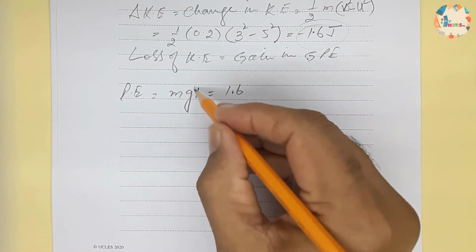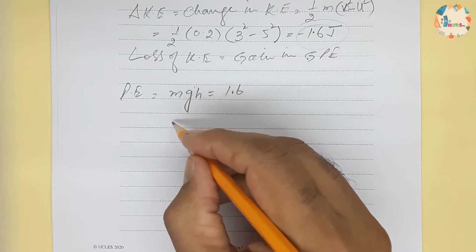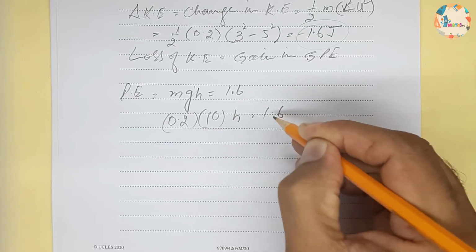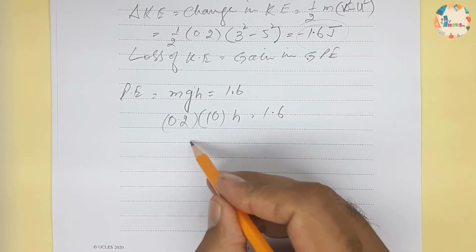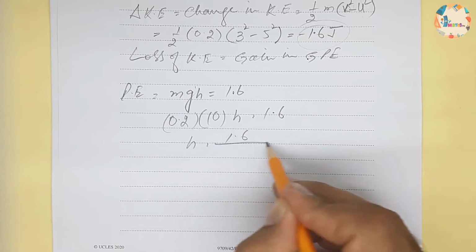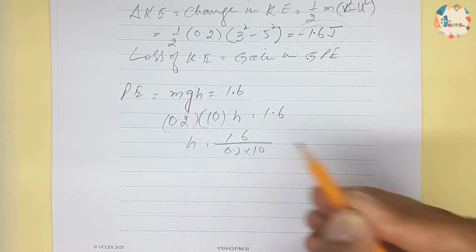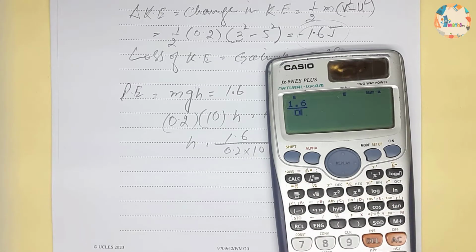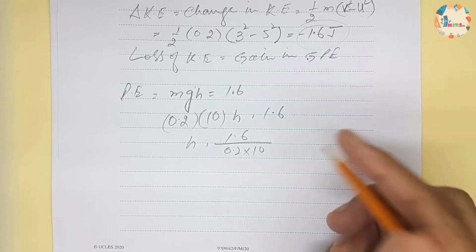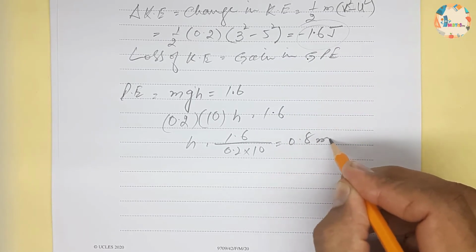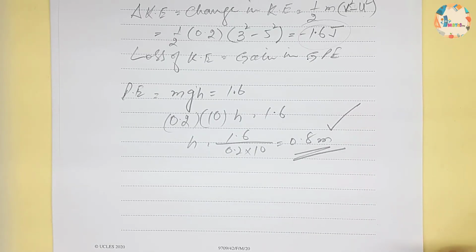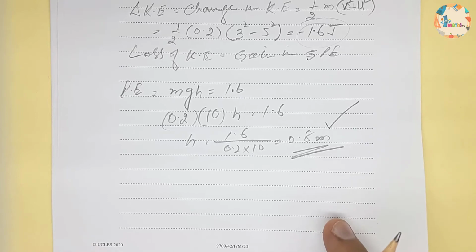So this will be the amount of energy gained. Mass is 0.2 and g value is 10, and h we have to find. So this is equal to 1.6, and h is equal to 1.6 divided by 0.2 into 10, and we can calculate this as 0.8. So 0.8 meters will be the distance h value which we have to calculate for part A.